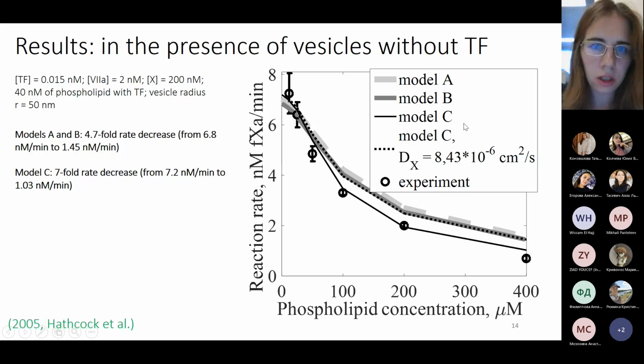The second reason is the slow diffusion of factor 10 from the surface of necked vesicle to the surface of tissue factor bearing vesicle.